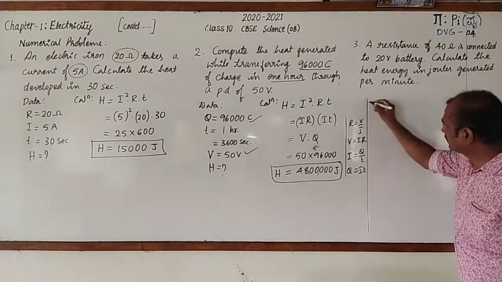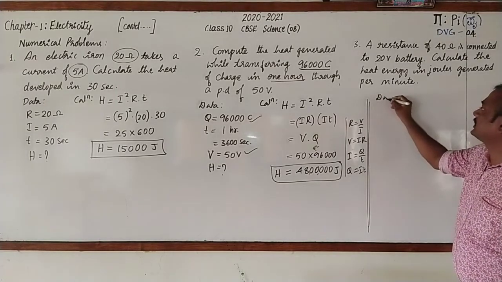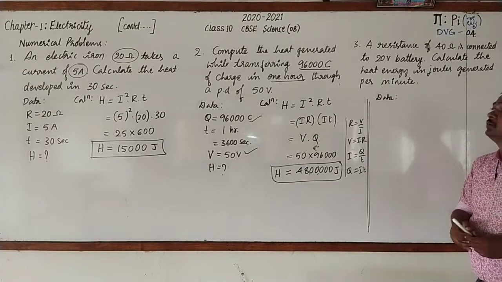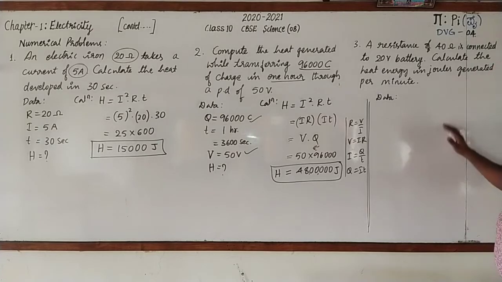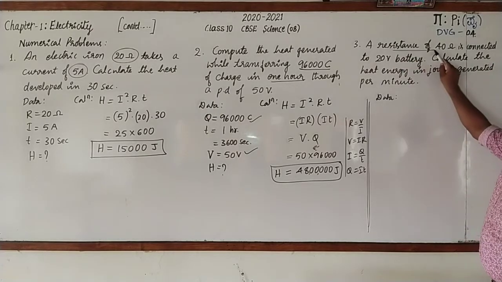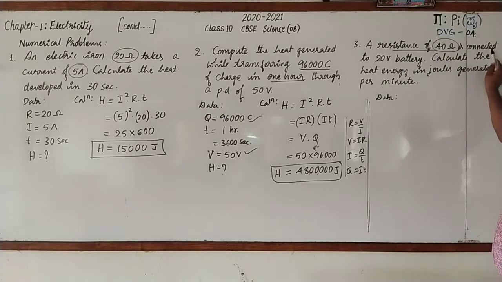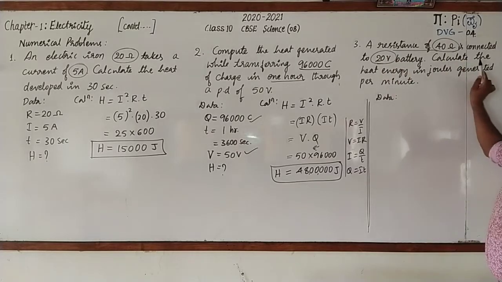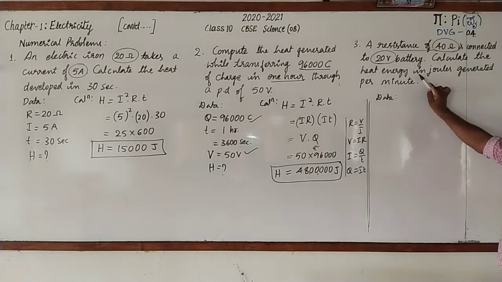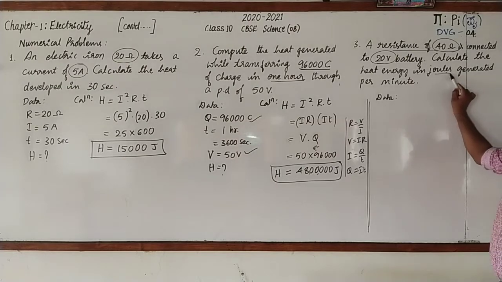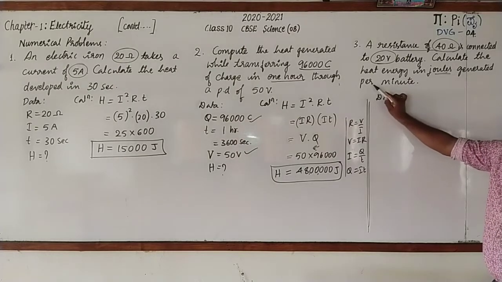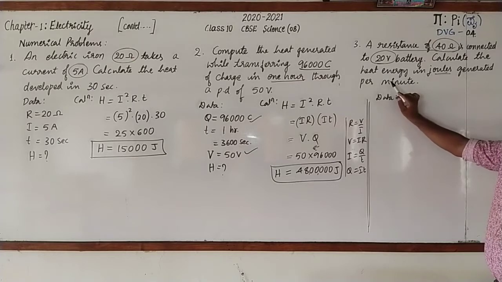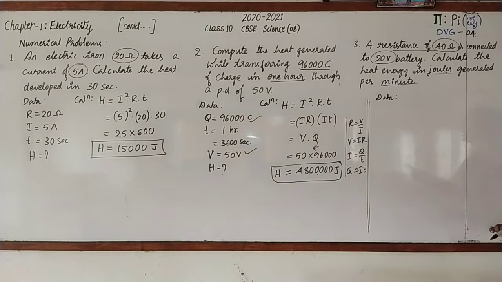Observe this one. Here also, first let us go for writing the data. Before that, let's go through the given statement. A resistance of 40 ohm is connected to a 20 volt battery. Calculate the heat energy generated in terms of joules. The time is given as 1 minute.